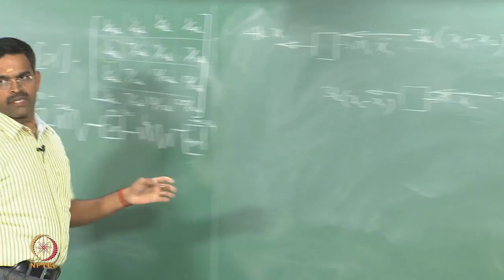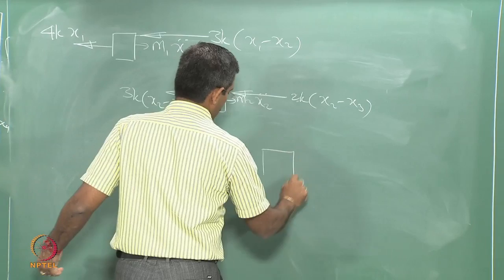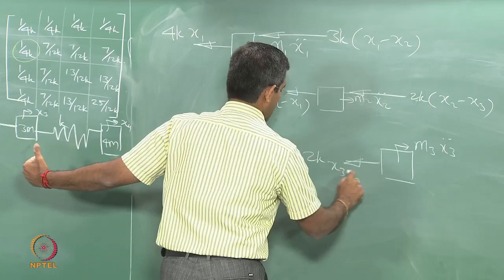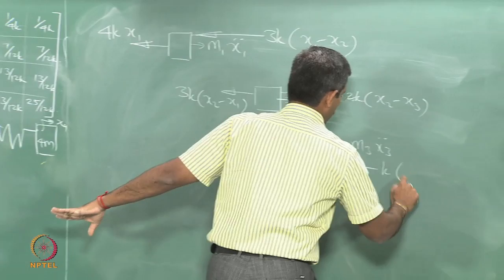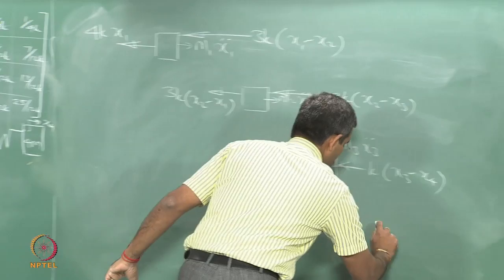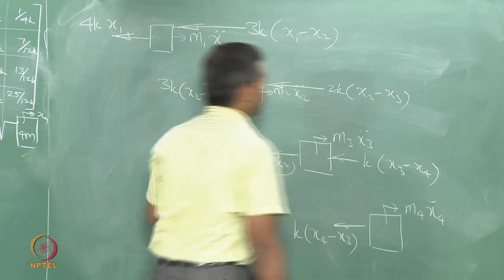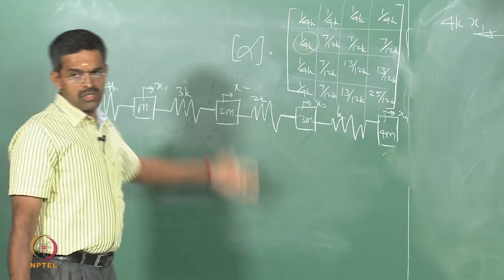Let us take the third mass, let us say this is M3 x3 double dot, moving this way I am going to restore it, which is going to be 2k of (x3 minus x2) and this spring will push it back, so k of (x3 minus x4). The last mass is going to be M4 x4 double dot, the spring will restore it back, which is going to be k of (x4 minus x3). So, I have the force equilibrium equations here now with Newton's law. Let us write the equations of motion and from that we can pick up the stiffness matrix easily.